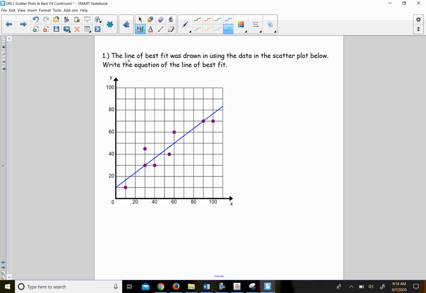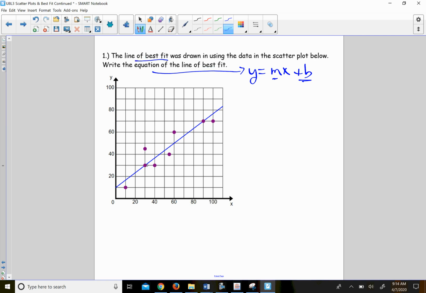So number 1, the line of best fit was drawn in using the data in the scatter plot below. Write the equation of the line of best fit. So I need to write the equation. I'm looking for something with y equals mx plus b, with m the slope and b the y-intercept filled in. So step 1, let's find the slope.